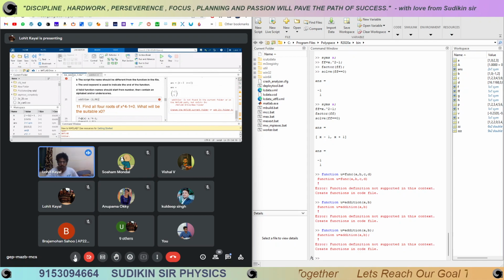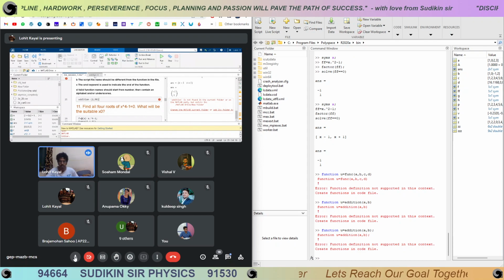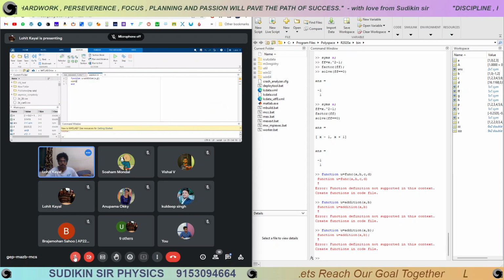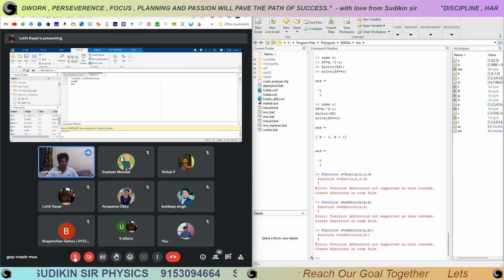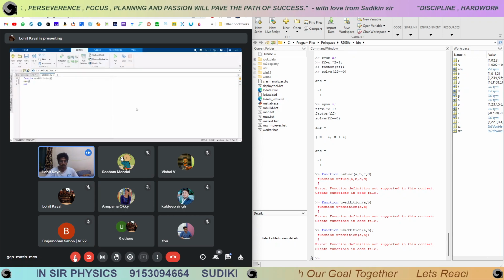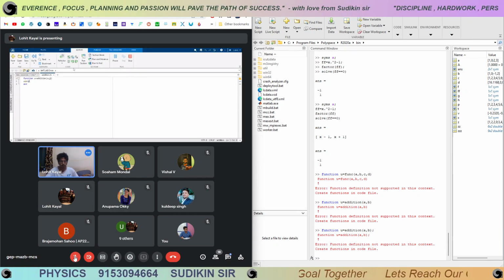Addition is not found. Oh, sorry, probably it is not in the same path. Why? Add to path. I think now it will work.